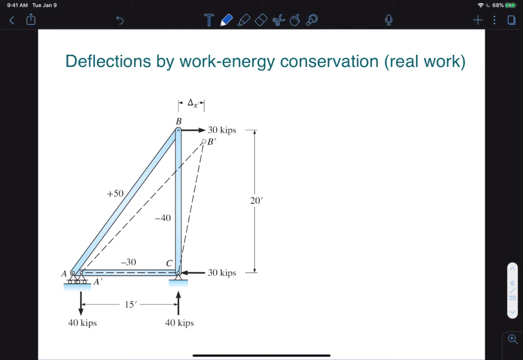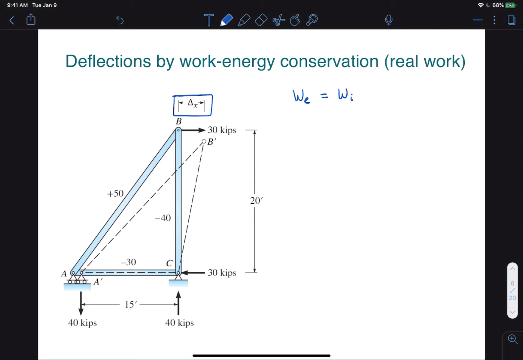So if you recall, we said that by conservation of energy or work, the external work WE done by the 30 kip force applied externally should be equal to the internal work WI done by each of the 3 members of this truss as they deform. The external work is the integral of the external force over the displacement in the direction of the force. So delta X here. And because this is a linearly elastic material, the force increases from 0 to 30 kips as it displaces delta X.